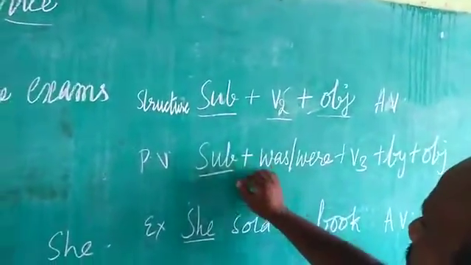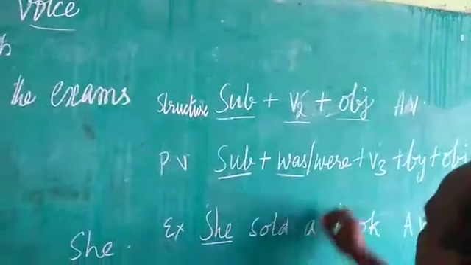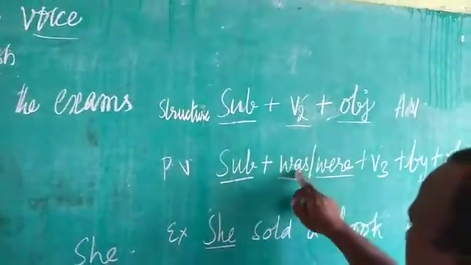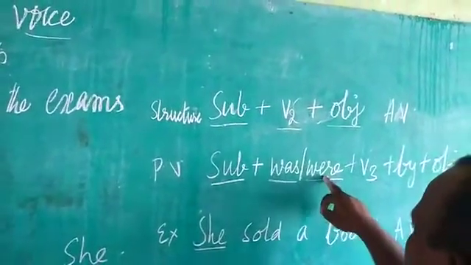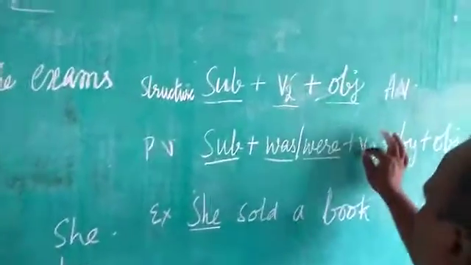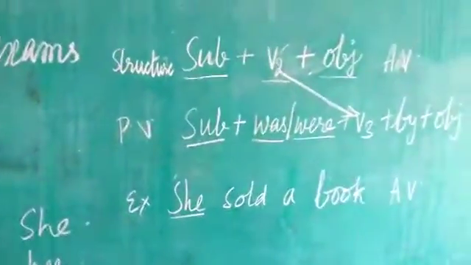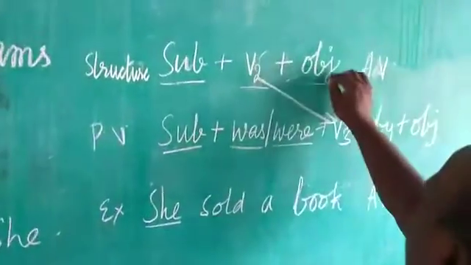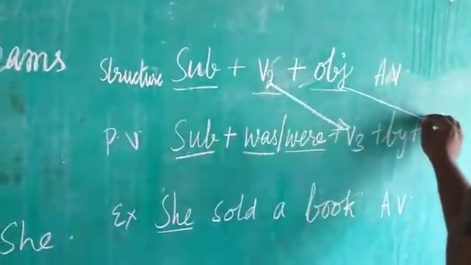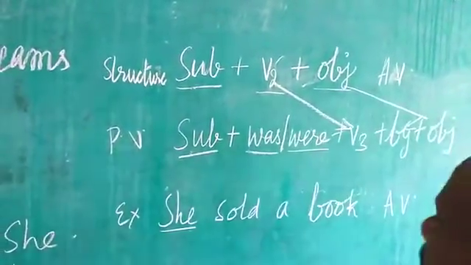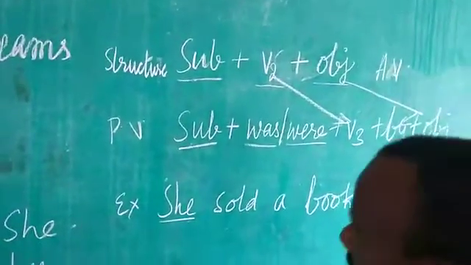subject, was or were. Singular means you have to take was. If it is plural, you take were. Then V3 form, children. The V2 form you have to change to V3 form, and after that you take the object. Before the object you have to take by, as I told you in the last class.